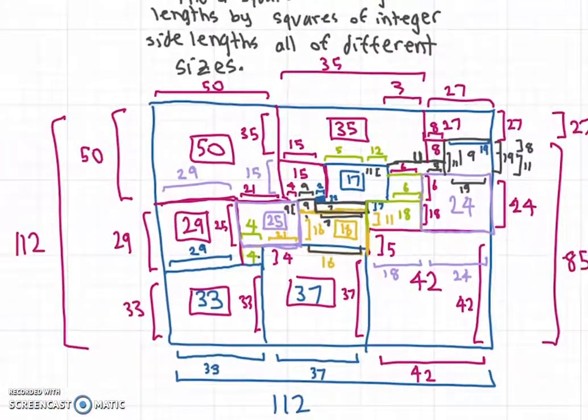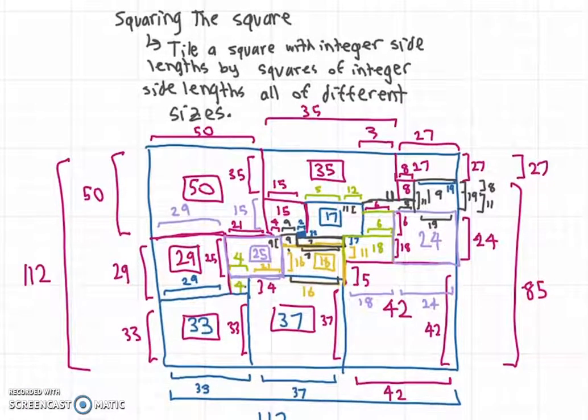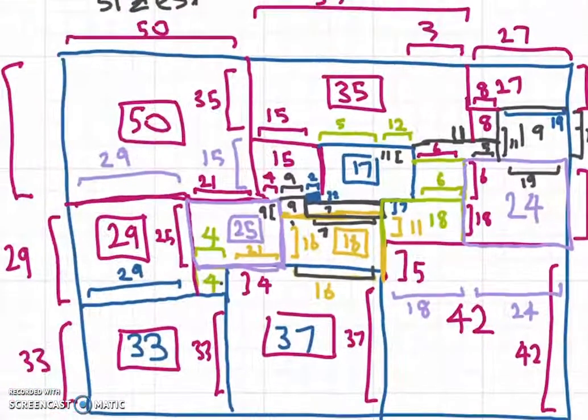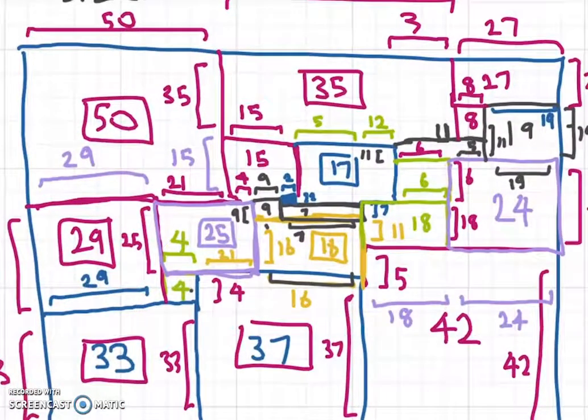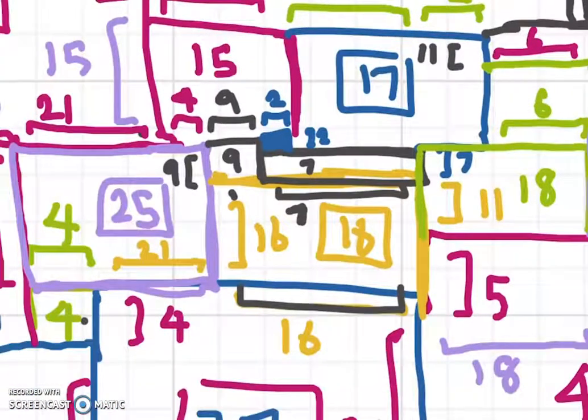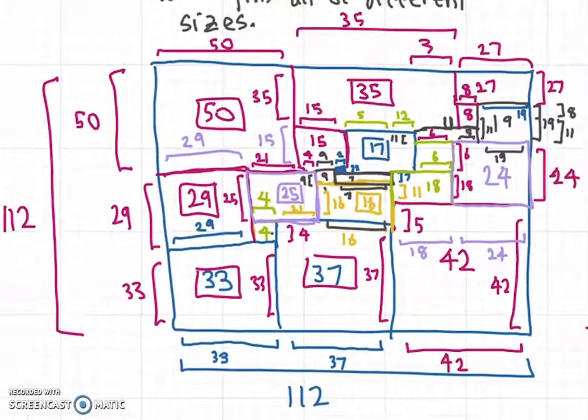And this is how in 1978 a way of tiling a 112 by 112 square using squares of integer side lengths of different sizes was found. So this was my attempt at recreating this construction. Unfortunately, some of the squares became rectangles, but here we go. This is the construction.